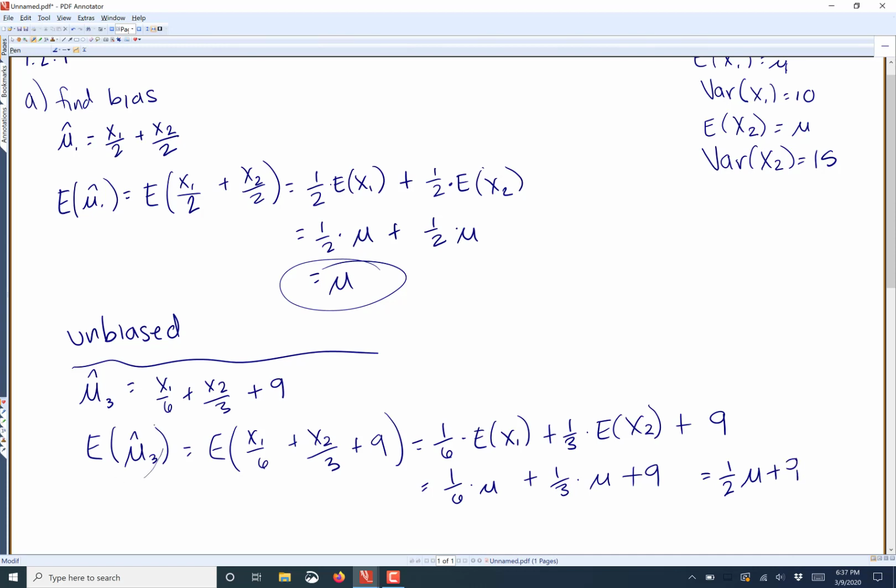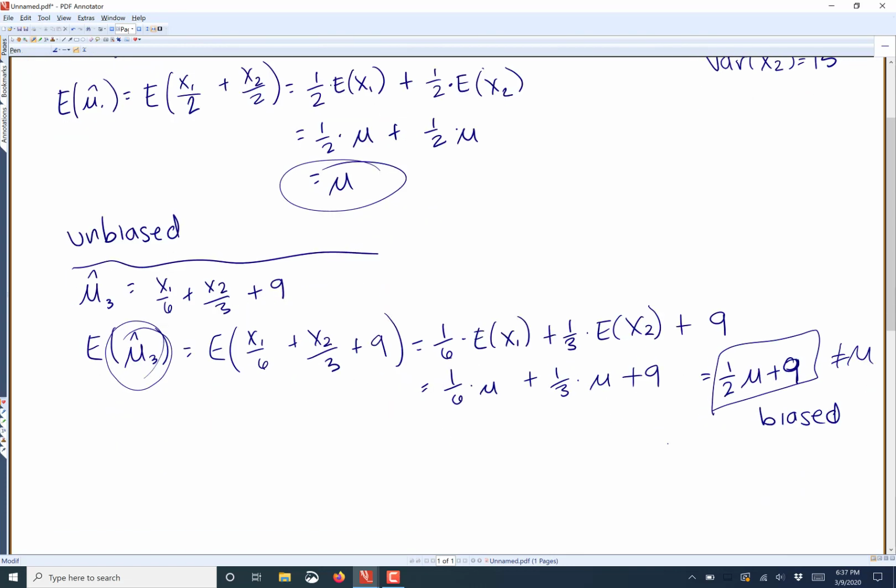Notice we are supposed to be estimating mu, but this doesn't give me mu, it gives me 1/2 mu plus 9. This is not equal to mu. So this is what we would call biased. Now when it's biased, you often want to actually find the bias. So to find the bias, we're saying, what is the difference between the expected value of our estimate and the population parameter? So bias in general is going to be the expected value of whatever parameter we're estimating minus that actual parameter.